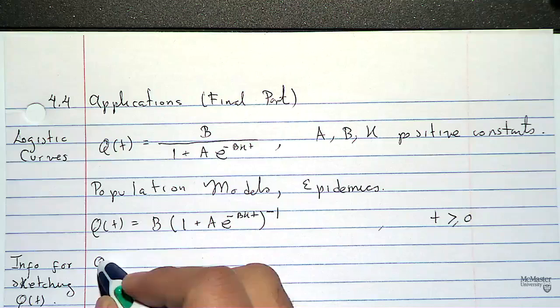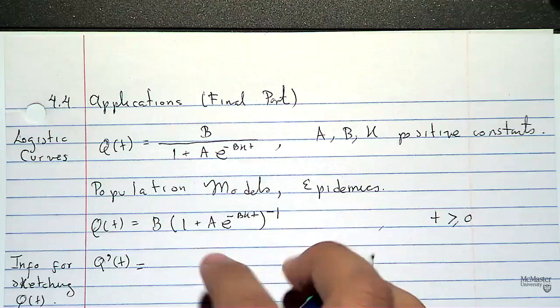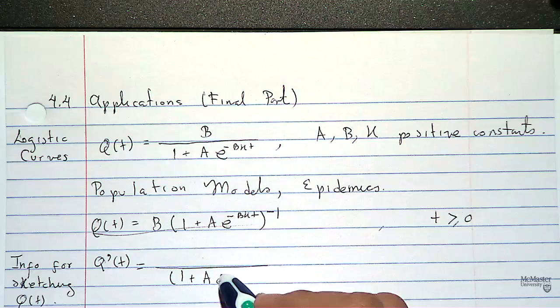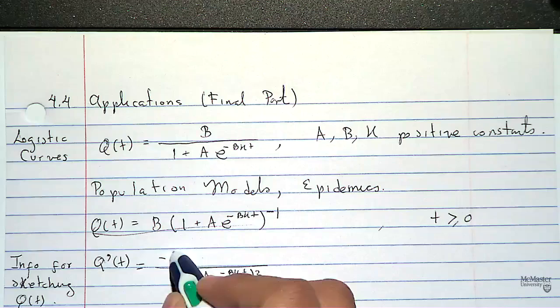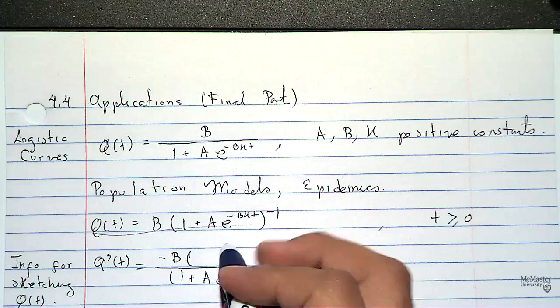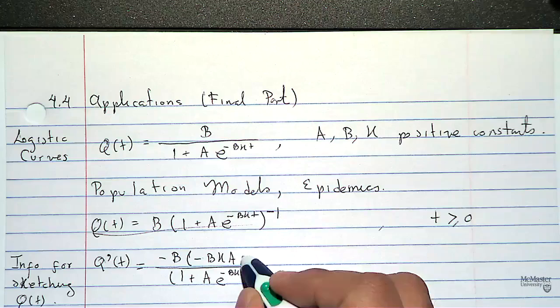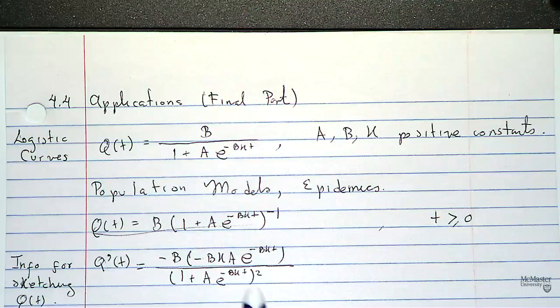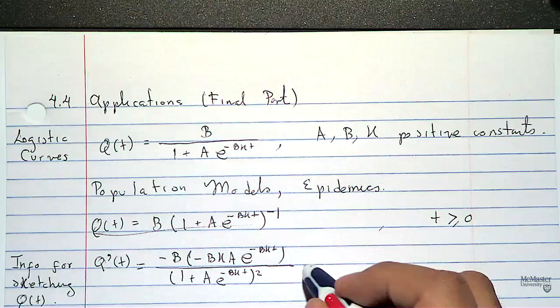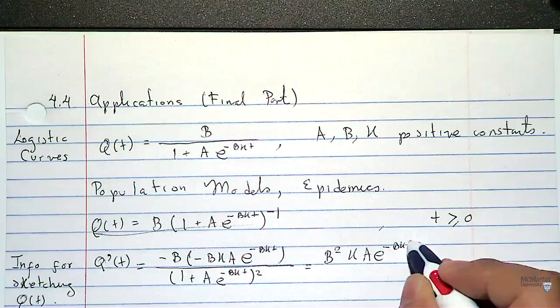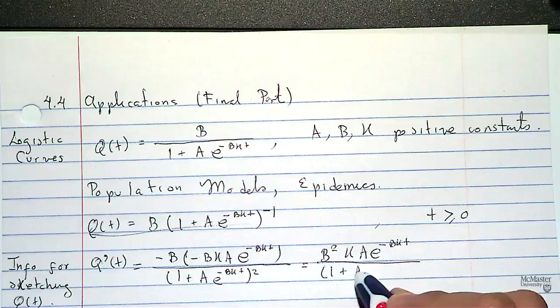And the first info that you will have is the derivative, right? Actually this form is convenient in order to do that. If you apply your derivation rules, you'd have the denominator squared, then minus b, and then the derivative of what is inside. So the minus came from this one, so this is the minus 2. Then you have minus b k a e to the minus b k t. So this stands for the derivative of this argument. If you factorize, this is equal to b squared k a e to the minus b k t divided by the quantity 1 plus a e to the minus b k t, squared.